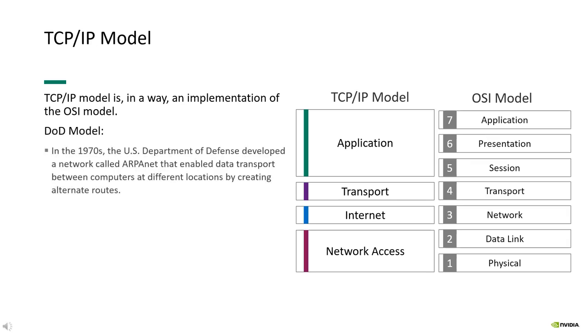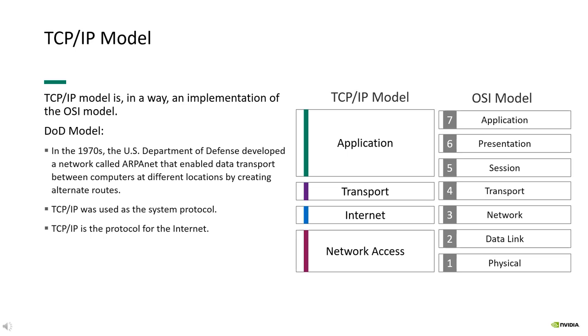In the 1970s, the US Department of Defense developed a network called ARPANET that enables data transport between computers at different locations by creating alternate routes. TCP/IP was used as the system protocol for that network. ARPANET ceased to exist in 1990, but since then, TCP/IP has evolved to meet the changing requirements of the Internet.